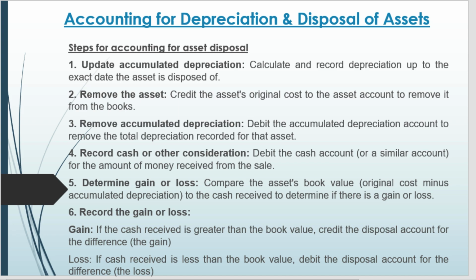5. Determine gain or loss. Compare the asset's book value, original cost minus accumulated depreciation, to the cash received to determine if there is a gain or loss. 6. Record the gain or loss. Gain. If the cash received is greater than the book value, credit the disposal account for the difference, the gain. Loss. If cash received is less than the book value, debit the disposal account for the difference, the loss.